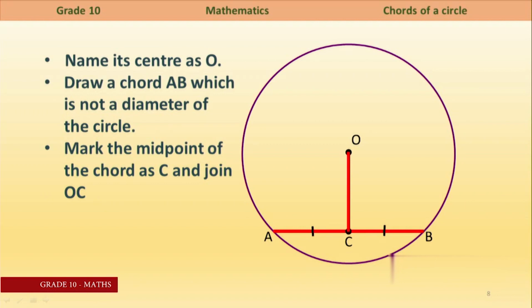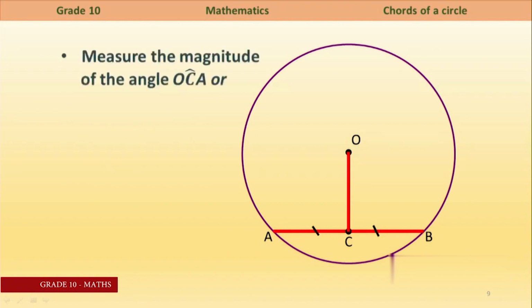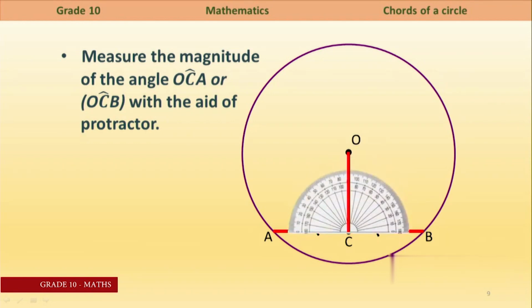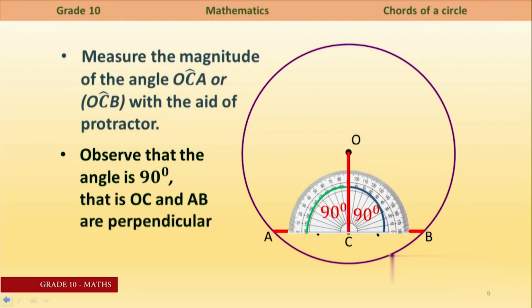So, after joining that, we have to measure. What are the things we have to measure? The angle OCB and angle OCA. How do we measure that? Using the protractor. You have to take your protractor and measure the angle OCB and OCA. What are the magnitudes of those two angles, OCA and OCB? You can see it very clearly. Here, what's the value? 90 degree. OCB is 90 degree and OCA is also 90 degree. You can observe it clearly.